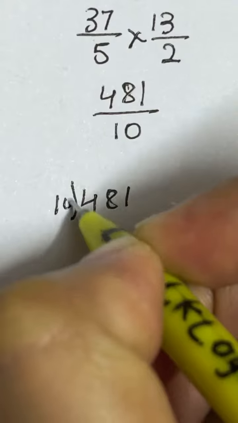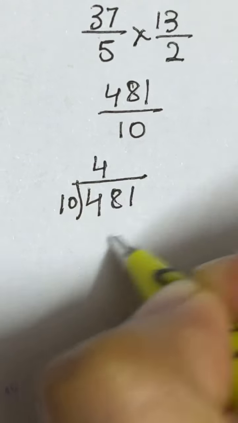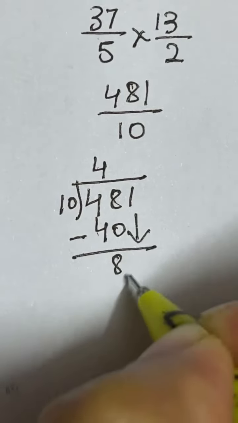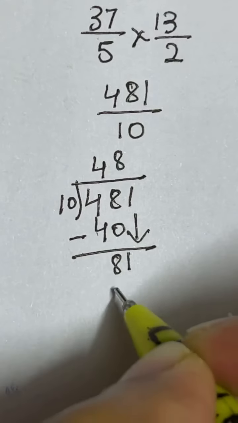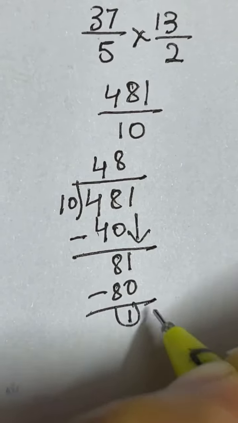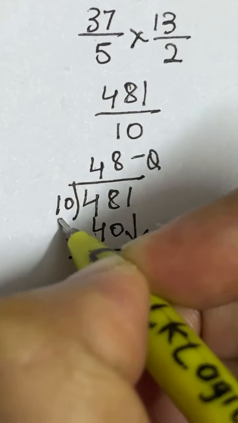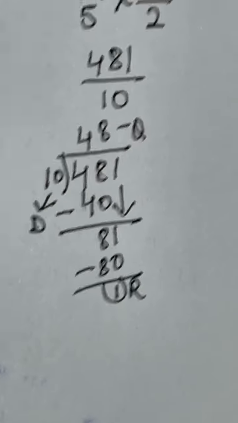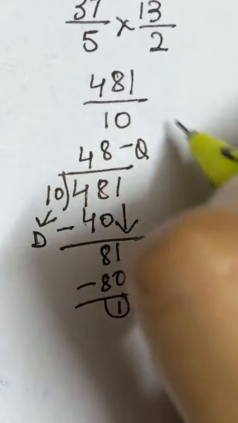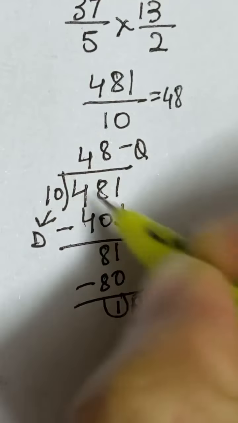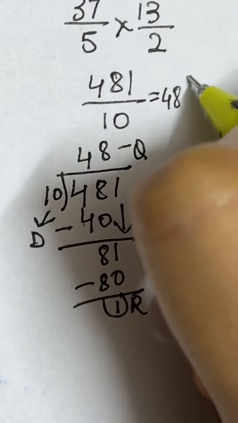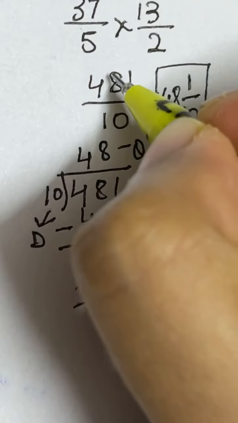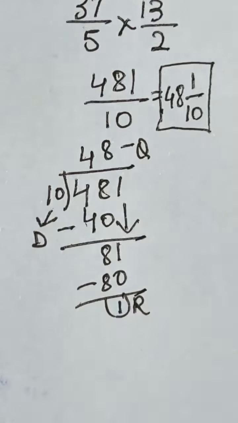481 divided by 10. So 10, it goes 4 times, that means 40. Subtract it, you have a remainder of 1, take down 1, so it goes 8 times, so you have 80 and you have a remainder of 1. This is your quotient and this is your divisor. So 481 divided by 10 as a mixed number can be written as 48, your quotient, remainder is 1, and your divisor is 10. That's how you write it. Improper fraction to a mixed number to an improper fraction.